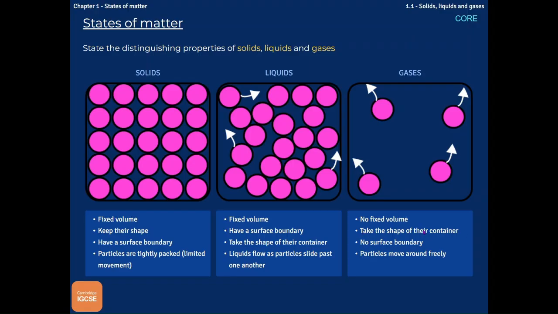That means they also take the shape of their container, like liquids, but they completely fill the container. The particles are moving around completely free of each other. There's no sliding past. They are bouncing around off the walls, off each other. And they also have no boundary, right? It fills the container, so there's no boundary to gases.